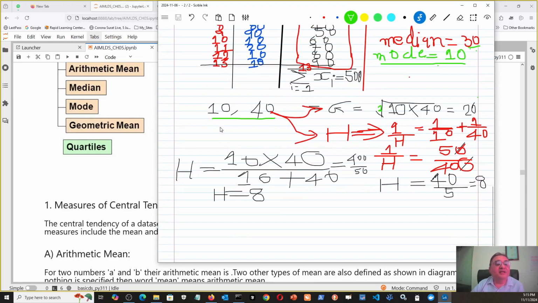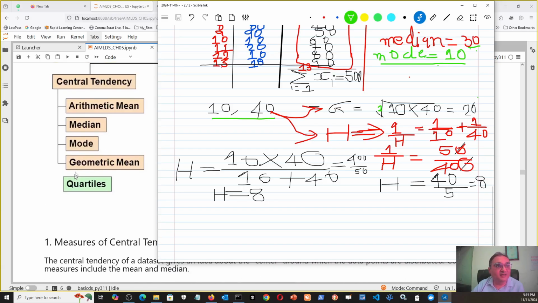Similarly, there is another one, harmonic mean. It is not visible here, but it will come later on. So harmonic mean is defined in this manner. To find the harmonic mean, you don't use the numbers themselves, but the reciprocals of the numbers. By adding the reciprocals of the two numbers, you will get the reciprocal of your harmonic mean. This is the reciprocal of the harmonic mean, this is the reciprocal of the first number, and this is the reciprocal of the second number.